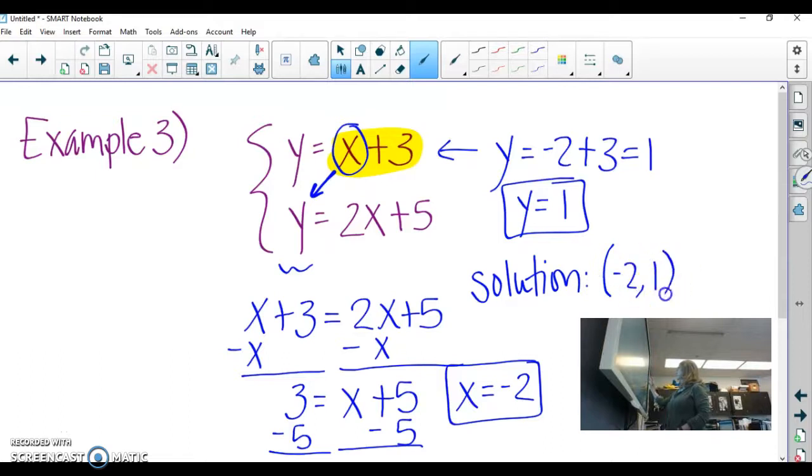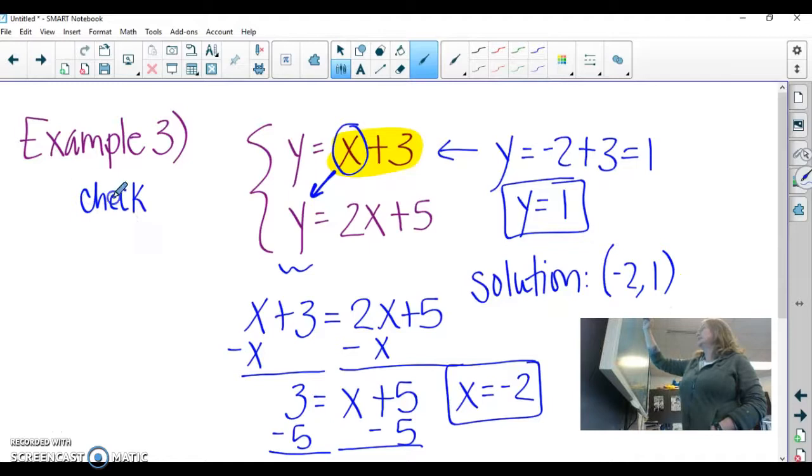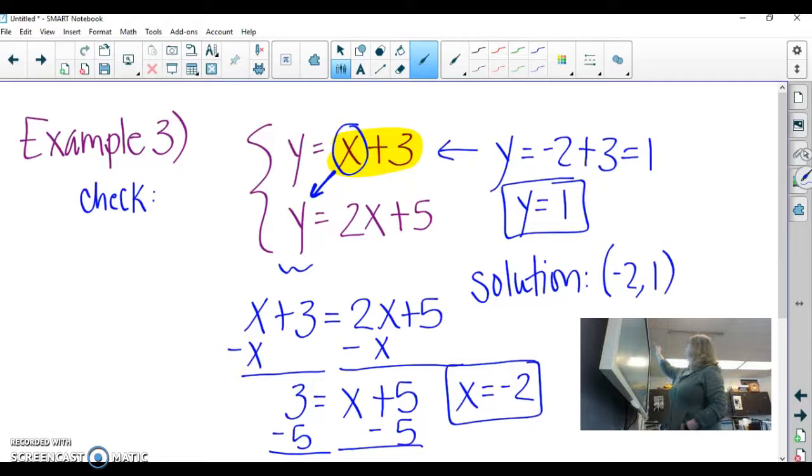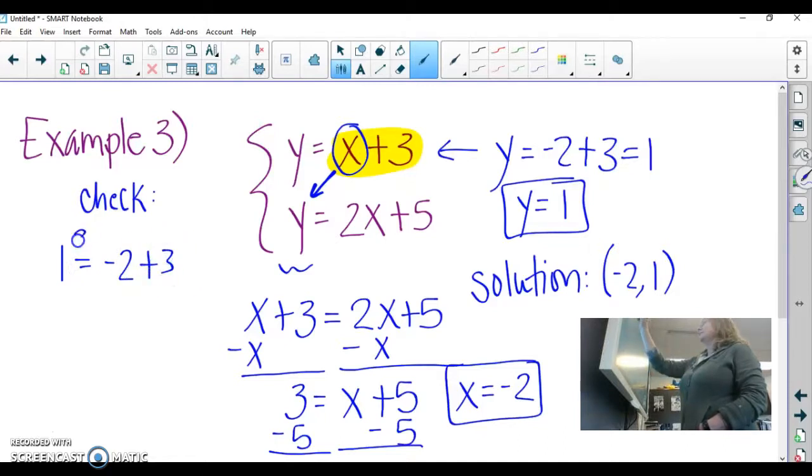-2, 1. Check it. Hopefully you've already checked it. You did it by yourself and checked it and it worked. If not, do it with me right now. So for the top equation, I'm going to replace y with 1, and I'm going to replace x with -2. Does 1 equal -2 plus 3?